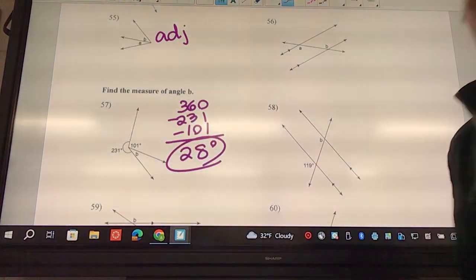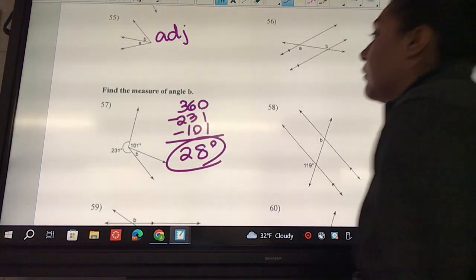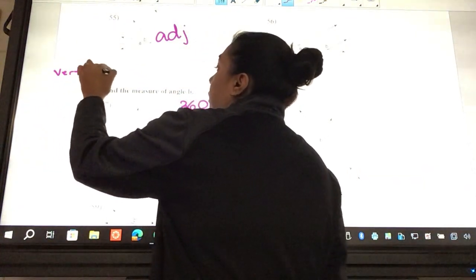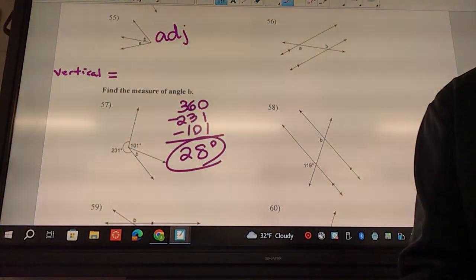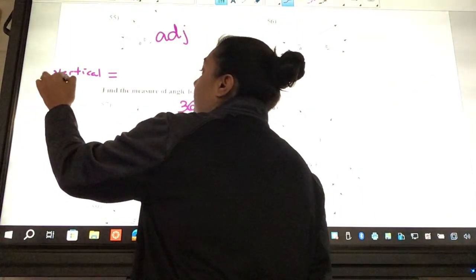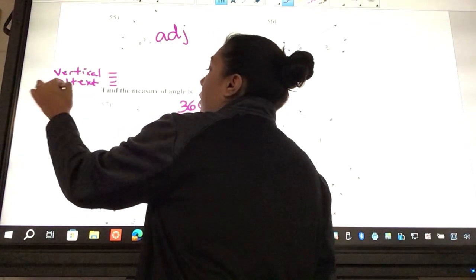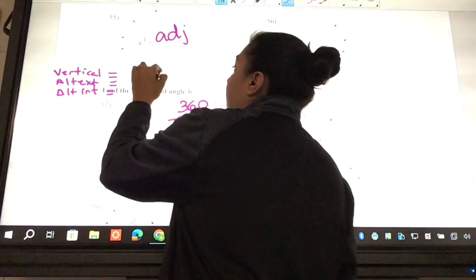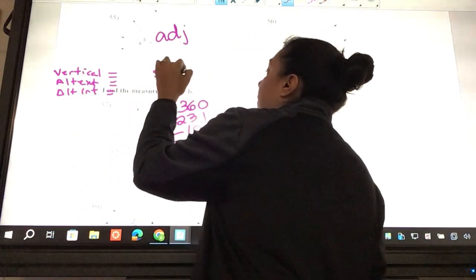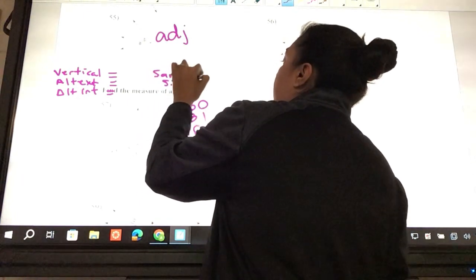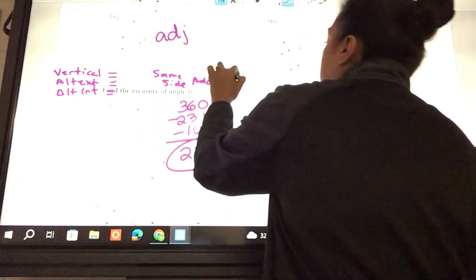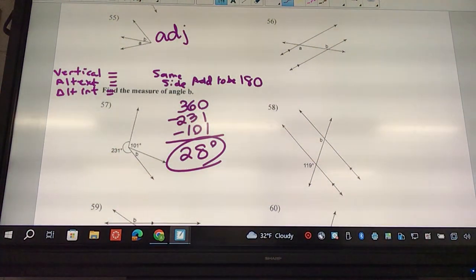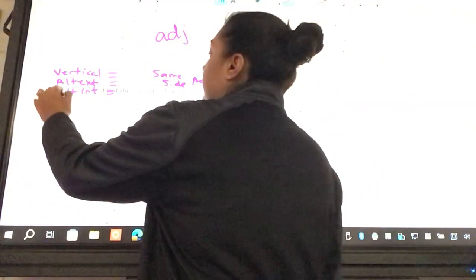Okay, and I do got to write a couple of notes. So vertical angles are equal. All exterior angles are equal. All interior angles are equal. Same side angles add up to 180. Okay, and I think that was all, but if not, I'll add back to the list. Corresponding angles are equal.